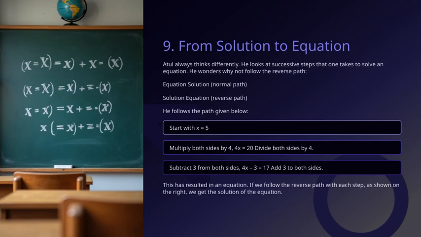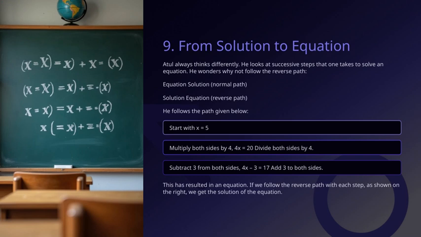For example, he begins with x equals 5, then applies the same steps in reverse to understand how the solution was reached. He multiplies both sides by 4 to get 4x equals 20, and then divides both sides by 4 to go back to x equals 5. Similarly, if he subtracts 3 from both sides to get 4x minus 3 equals 17, he then adds 3 to both sides to return to the original equation.